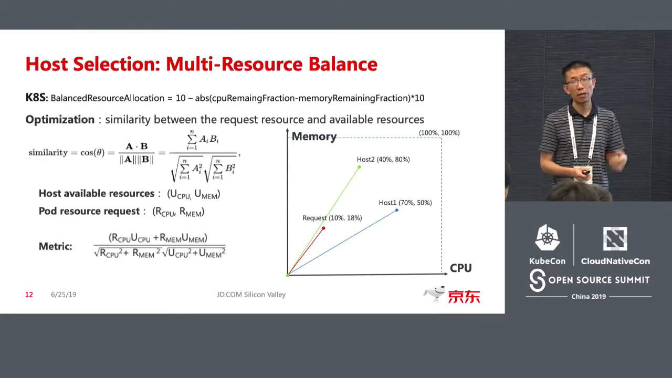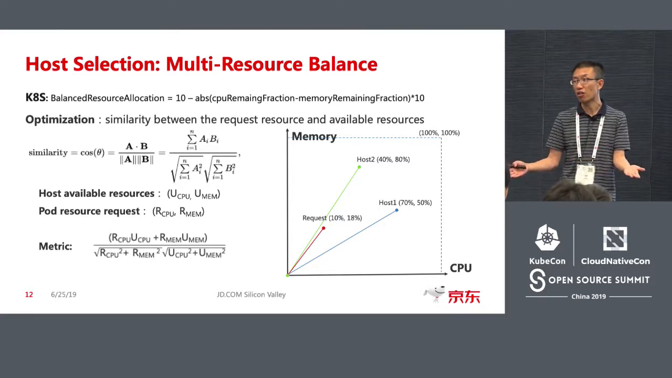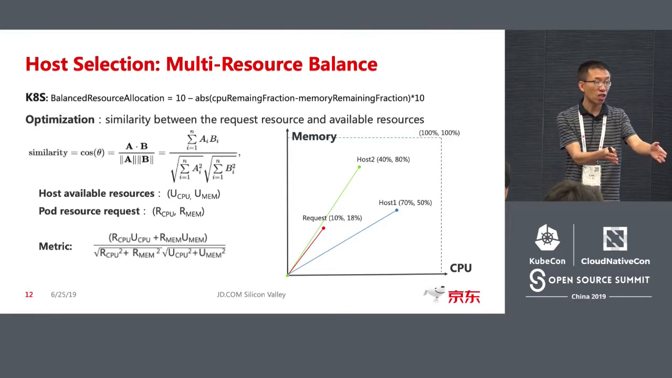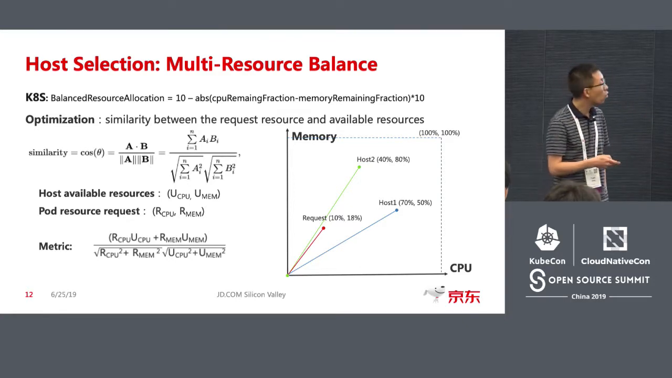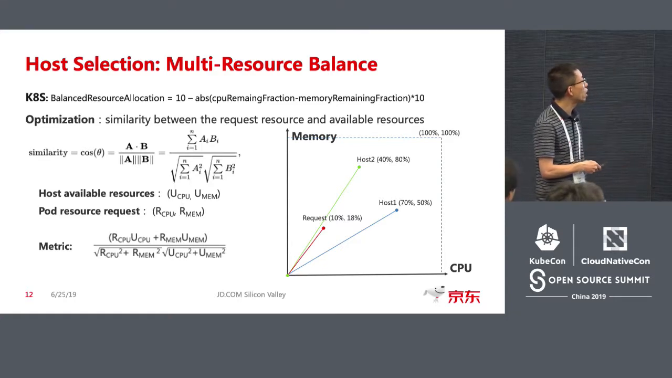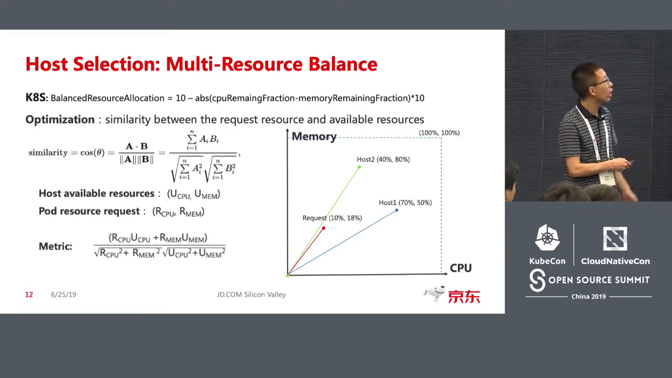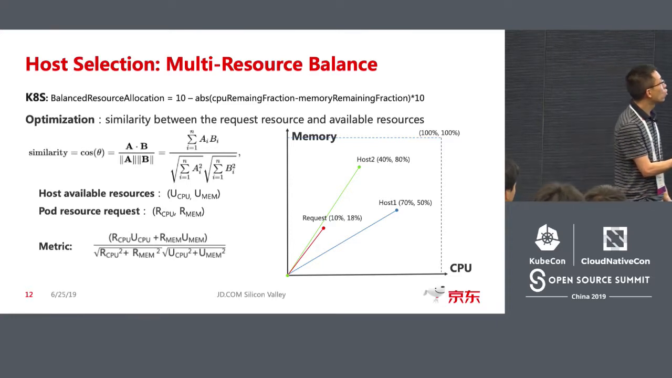However, the workload does not work like this, because sometimes the memory may be 10% and the CPU 5%, so that under such circumstances it does not work. And that is why we come up with an optimization. It is a simple idea, and it is multi-resource. At present we have CPU and memory, and we regard them as factors.